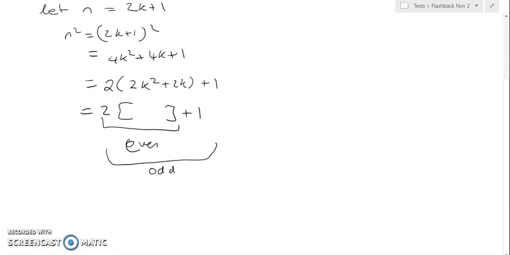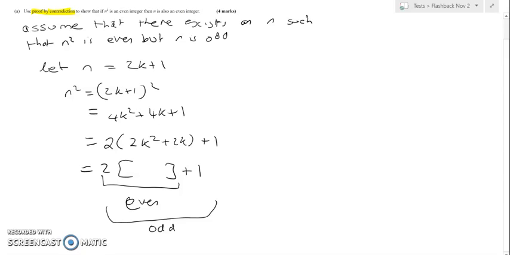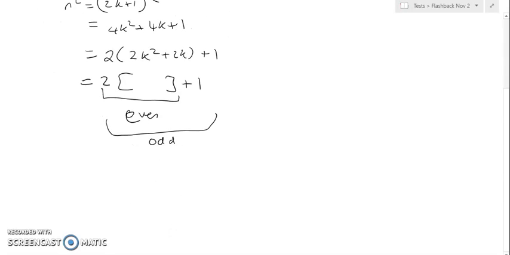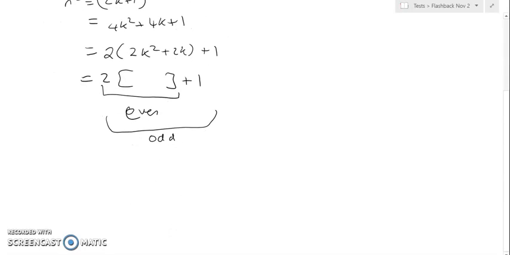And that's a contradiction, because at the start we said assume that there exists an n such that n squared is even, but n is odd. And we've shown that if n is odd, then n squared must be odd as well. So that's a contradiction of our first statement.